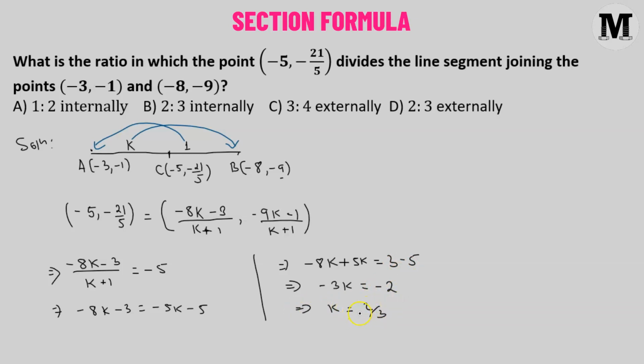Now we're getting a positive value for k. Since it's a positive value, the ratio k:1 is also going to be 2/3. And this means we are getting an internal division. So our initial assumption was correct. The point C is dividing AB internally. So we have 2:3. That means option B is going to be the correct answer.